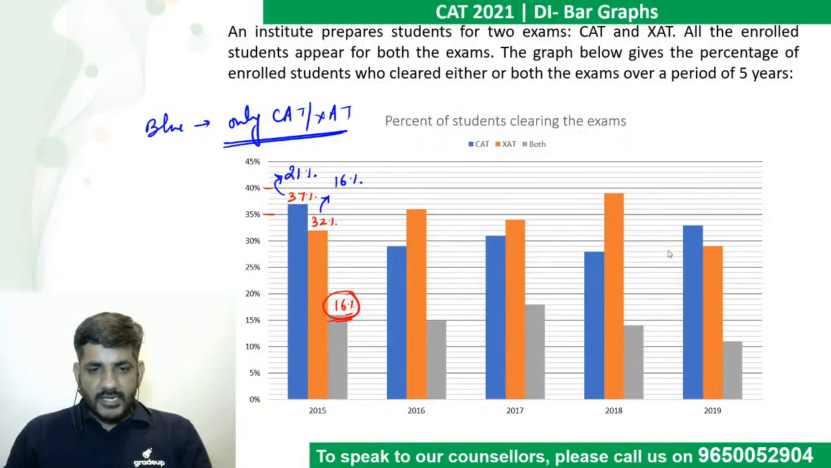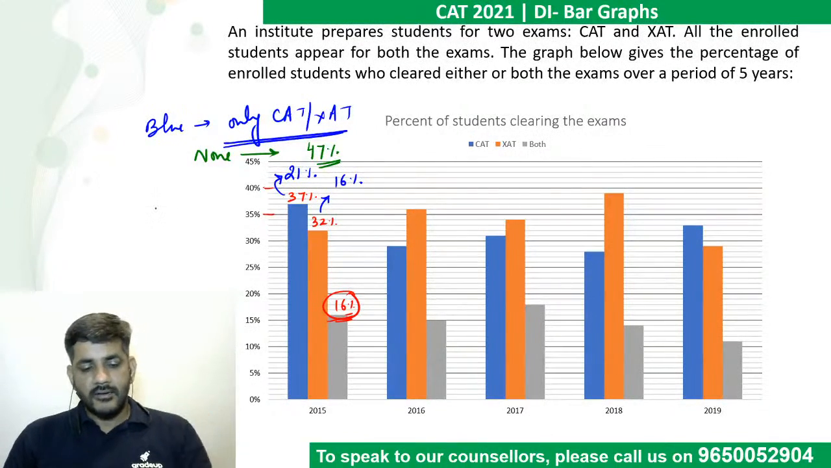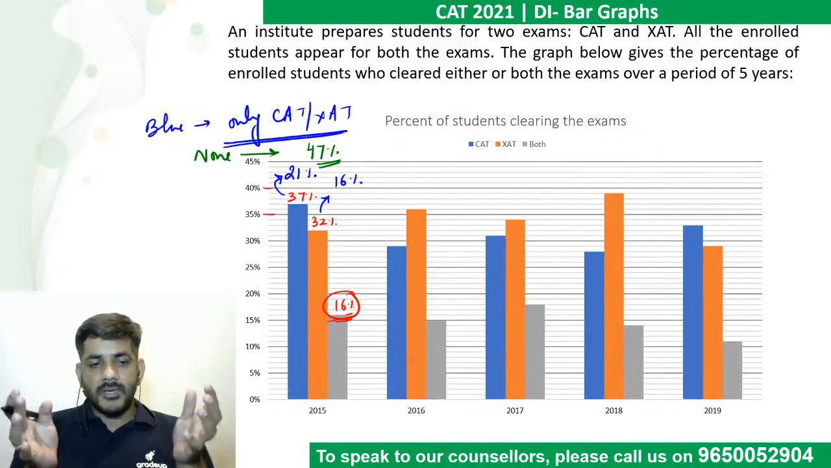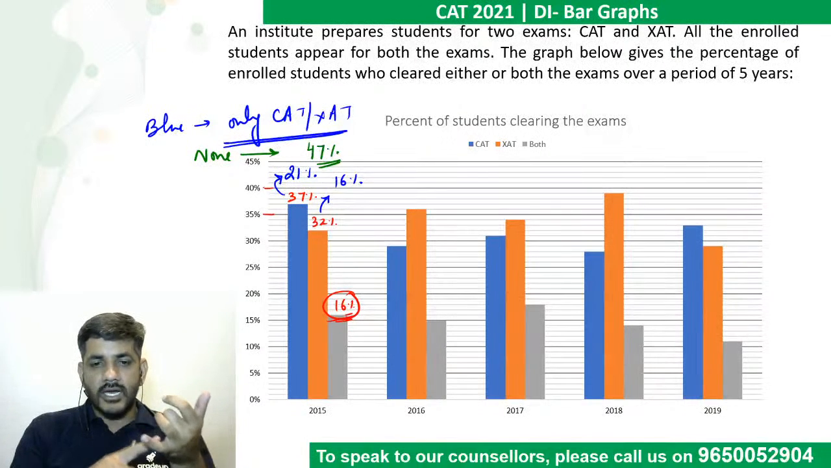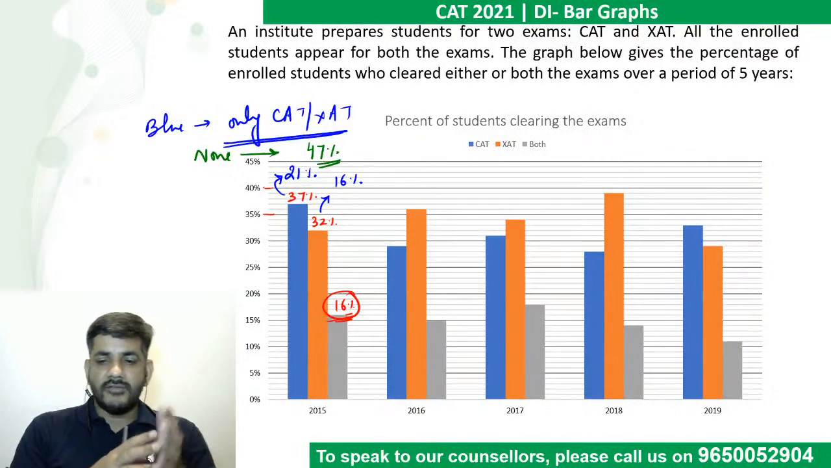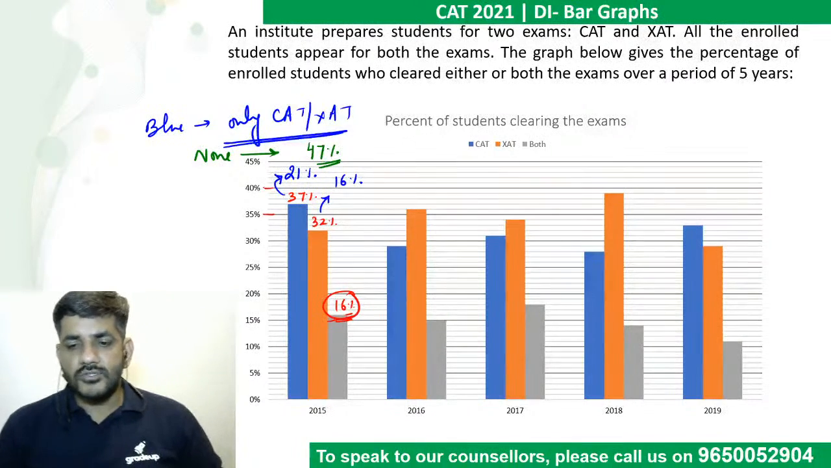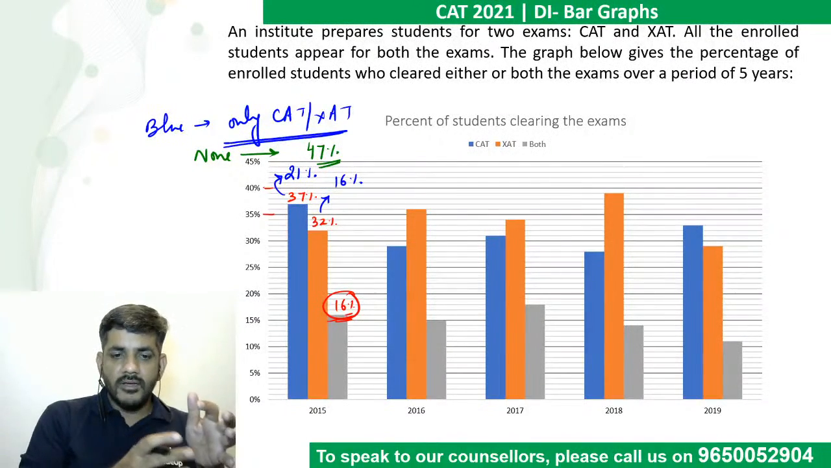Now if I subtract this 21 plus 16 plus 16, that is 53%, from the total, what am I left with? 47%. So 47% people are those who have cleared none, right? Because if 53% people have cleared either CAT or ZAT or both, then the remaining people, that is 100 minus 53, have cleared none.